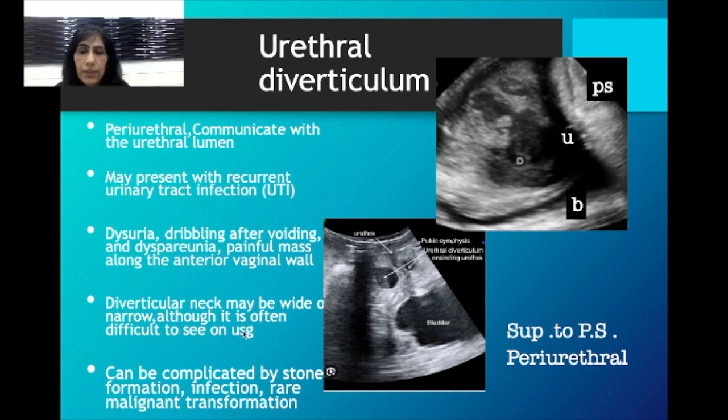It is difficult to see many times on ultrasound, but transvaginally most of the time you will be able to make out the communication. Obviously we know that whenever there is a diverticulum, urine stasis will occur. There can be stone formation, infection, and rarely malignant transformation. Right, so superior to the pubic symphysis, periurethral, often the communication with the urethra will be seen.